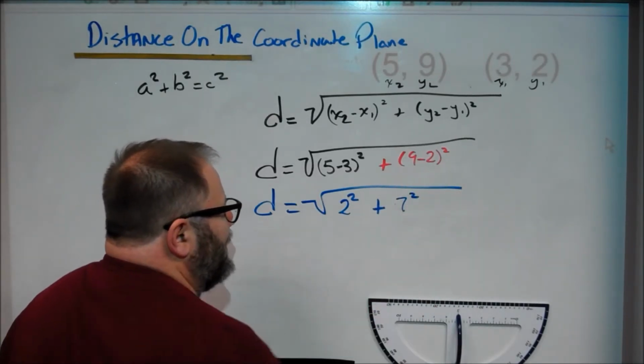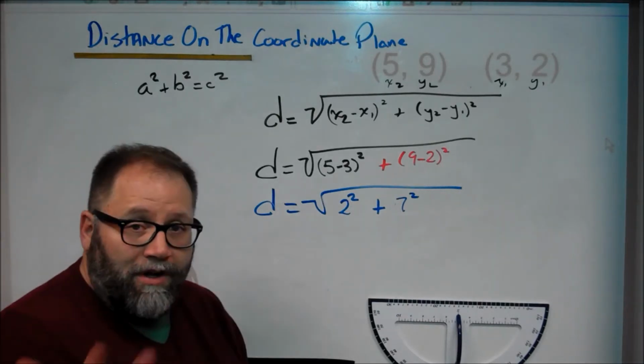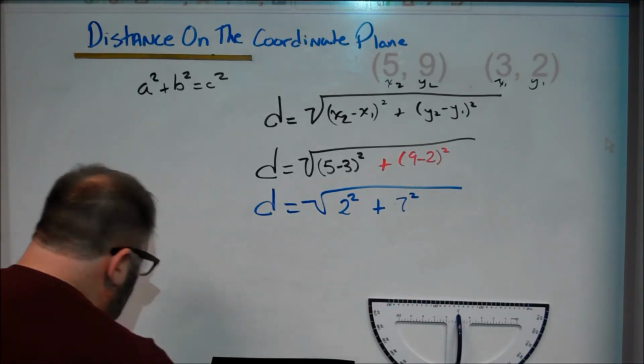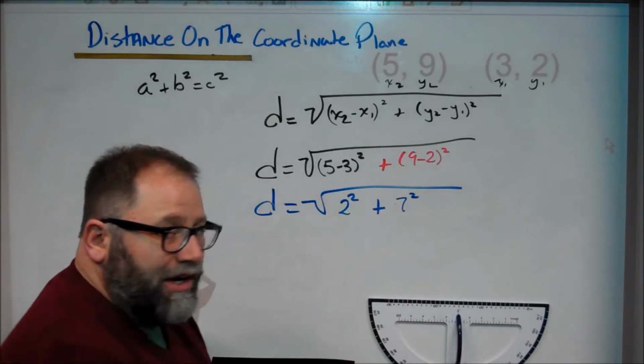So I've got 7 squared here. And now I'm going to do the exponent underneath this. Don't forget, like this radical that we write here is a grouping symbol.